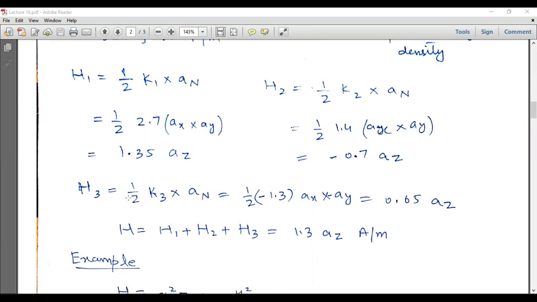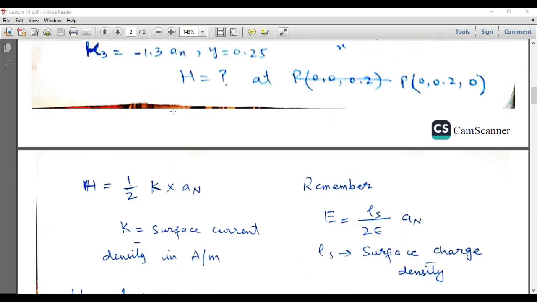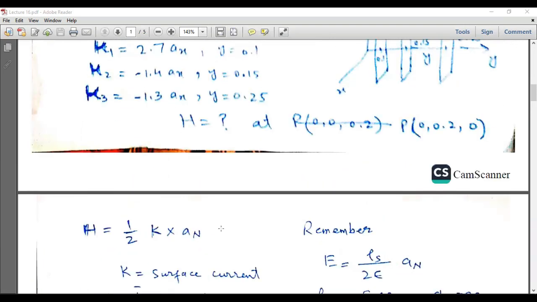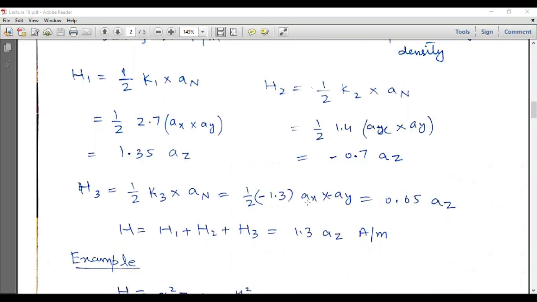Similarly, H3 will be equal to 1 by 2 K3 cross an, and it is equal to 1 by 2 times minus 1.3 ax cross minus ay, again because this is the opposite current along the minus ax direction. That will be equal to minus az, and minus minus will be plus, so it will be 0.65 az.